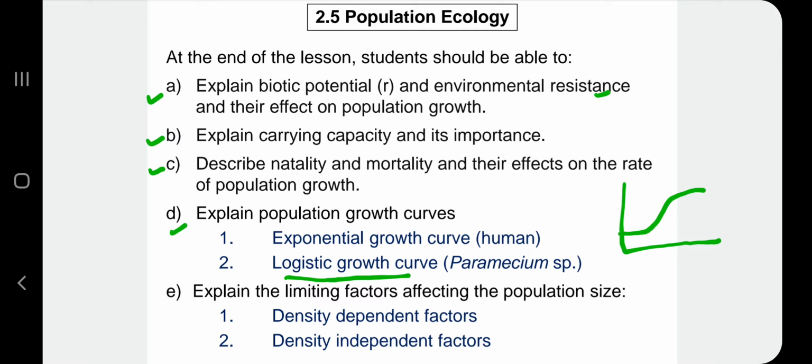For the second curve, I think this one is new for you, which is the exponential growth curve. Exponential growth curve is not S shape, it is J shape. And we want to focus on human population. For the last subtopic, this is very new for you, which is density dependent factors and density independent factors. We will discuss more in later videos. Okay, let's move on.